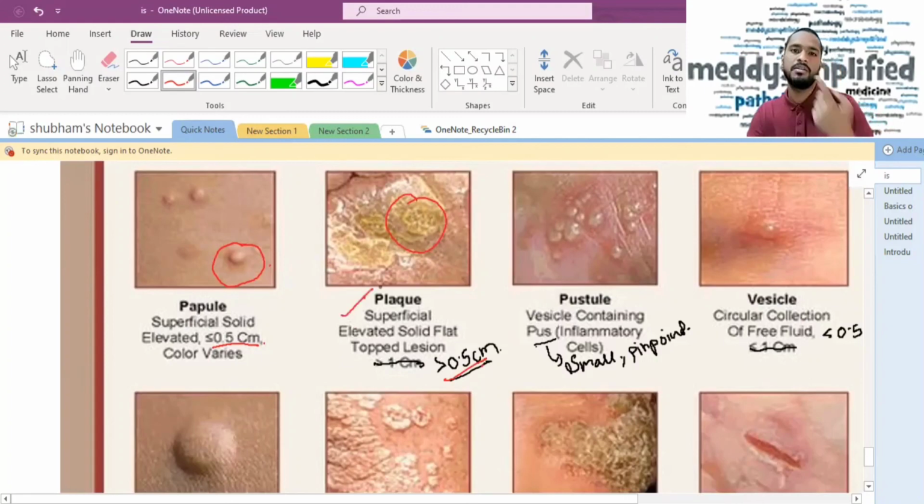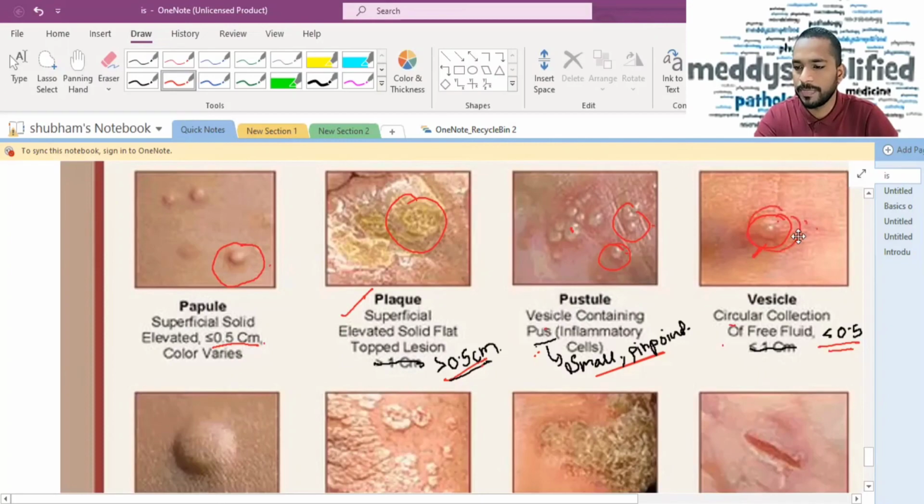Both of these are primary lesions. Now we have pustule. Once again, pustule is a vesicle containing pus, a fluid-filled lesion. With which kind of fluid? Pus. And you can see it is very small, pinpoint kind of. So it is called a pustule. If there is no pus but it has a clear fluid, a circular collection of clear fluid with size less than 0.5 centimeter, this is called a vesicle.